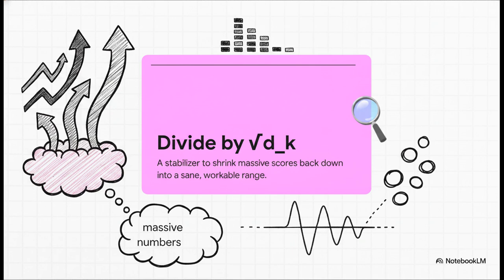Right after we compute that grid, the formula tells us to divide every single number by the square root of the key dimension, which is written as root d sub k. Why do we do this? Well, when you multiply and add up 512 numbers, the resulting dot products can become incredibly, dangerously large. Massive numbers will actually overwhelm the neural network and make it stop learning altogether. So this division is just a simple stabilizer. It shrinks those massive scores right back down into a sane, workable range.